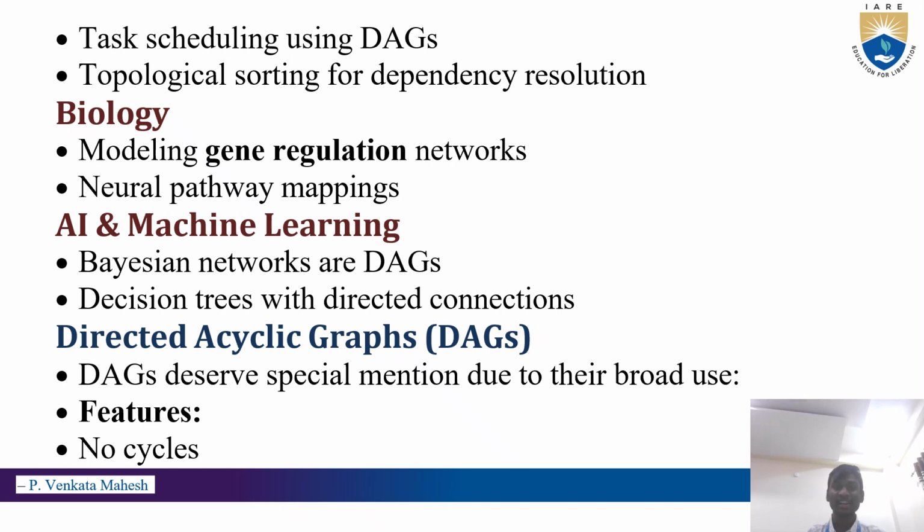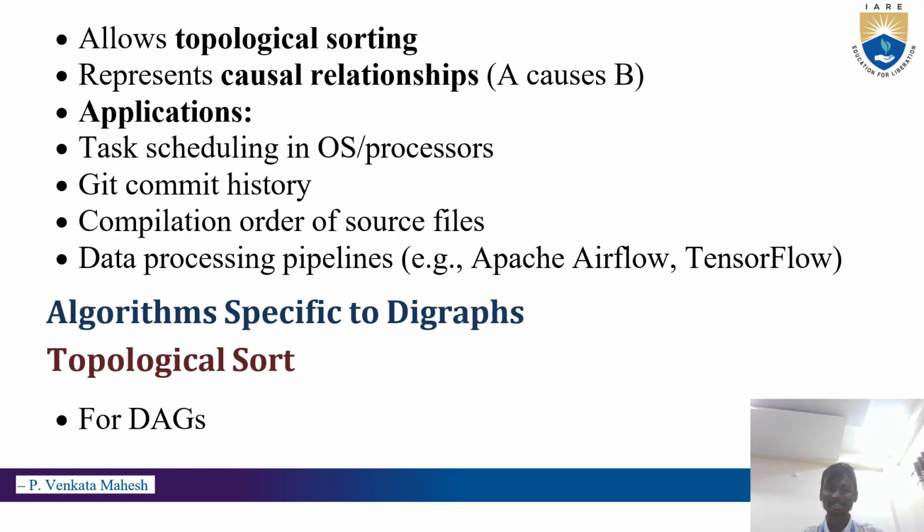In AI and machine learning, Bayesian networks are DAGs, directed acyclic graphs. Decision trees have directed connections. Directed acyclic graphs get special mention because they have no cycles. They always follow topological sorting. They represent causal relationships: A causes B.